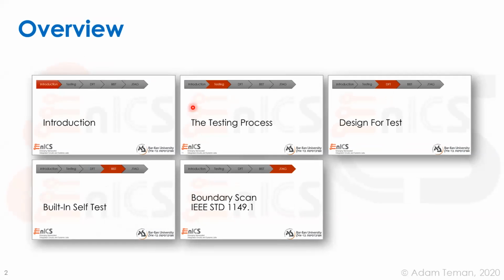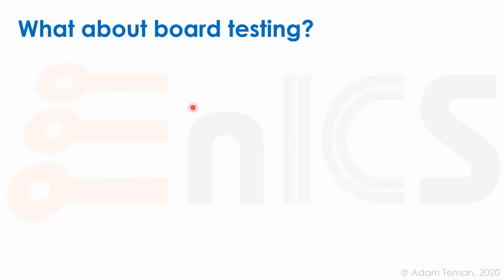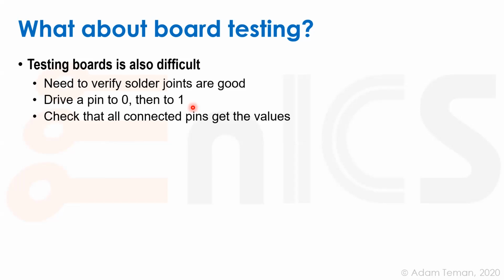And the final part before we can finish is boundary scan, or IEEE standard 1149.1. And the question is, what about testing the board? Okay, so actually testing boards is also problematic. We need to verify that all the solder joints are good. So we need to see that the board is actually connected to all of our millions of pins or thousands of pins or whatever in a good way.